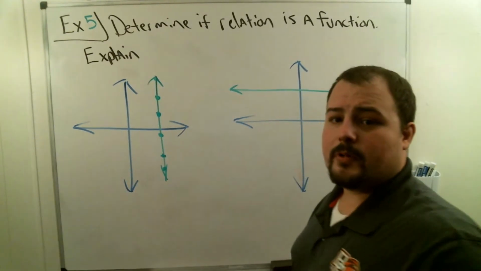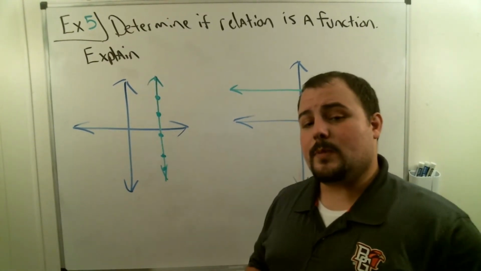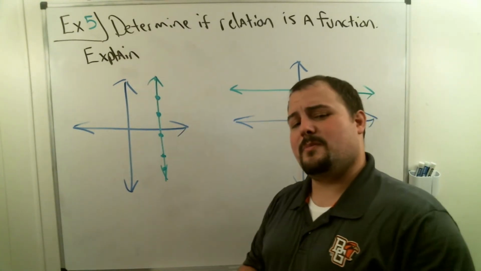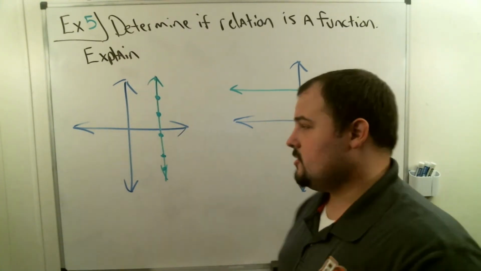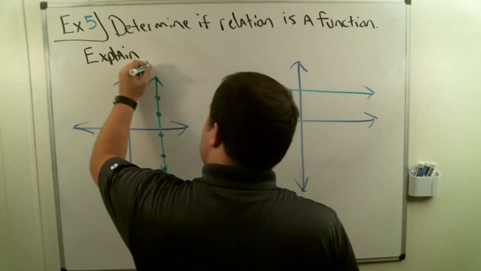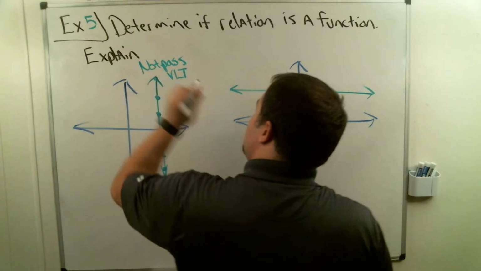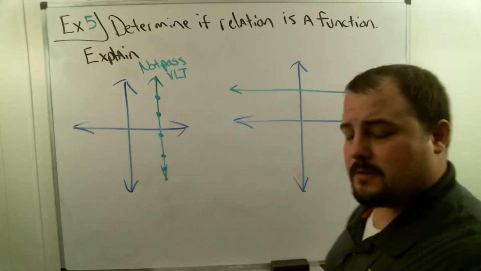There's tons and tons of points on this line. So if you think about the vertical line test, are you only hitting 1 point if you draw a line straight up and down? Since you answered no, this does not pass the vertical line test. So therefore, it's not a function.